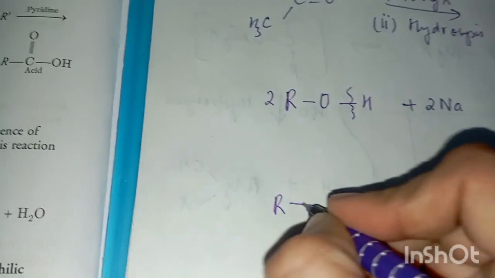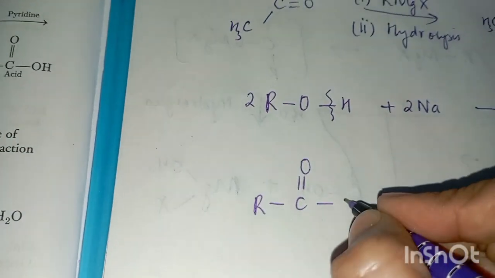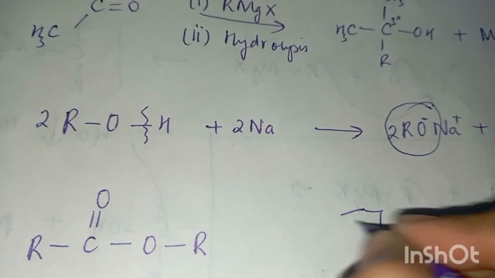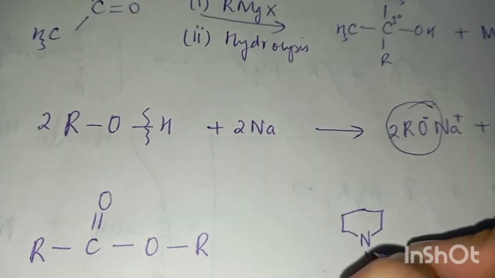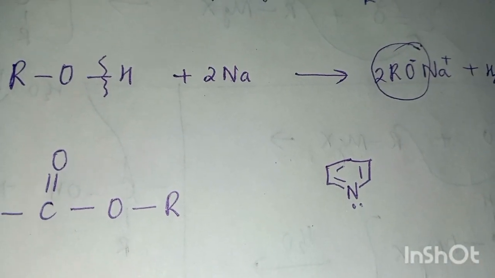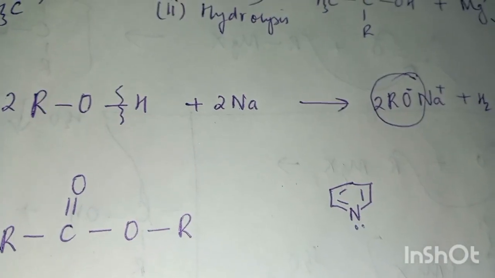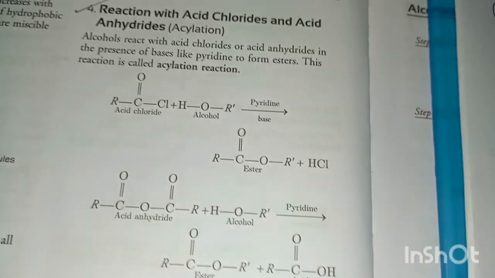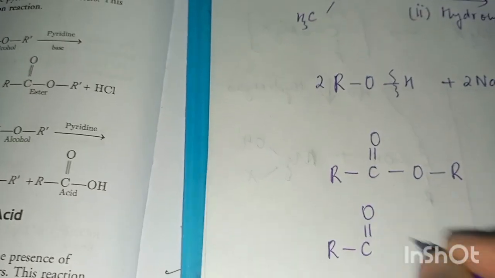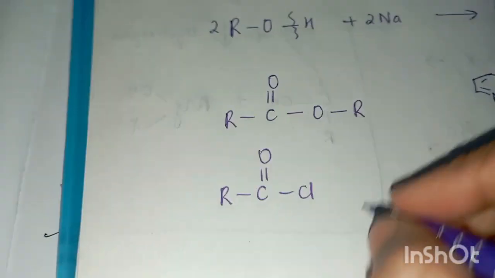Now what is an ester? RC double bond OR. This is an ester. Now what is pyridine? This is pyridine. It acts as an electron donor in the mechanism. The mechanism is not in your syllabus. Discussing acylation, the acid chloride is RCOCl. RC double bond OCl is an acid chloride.